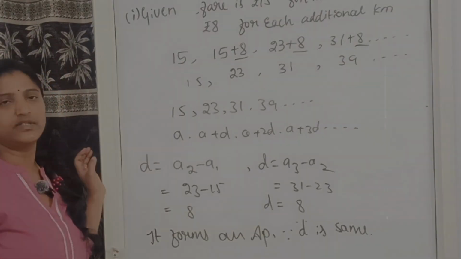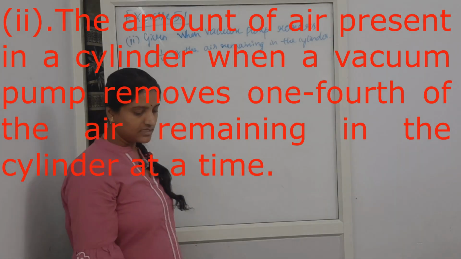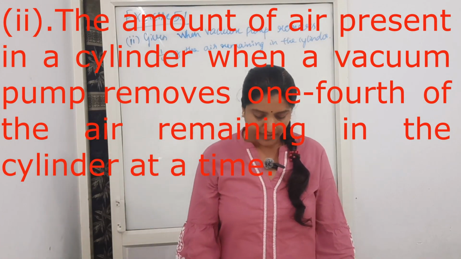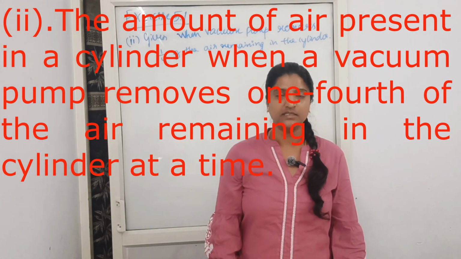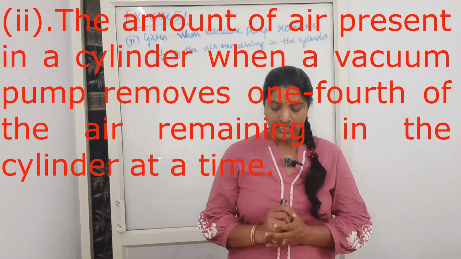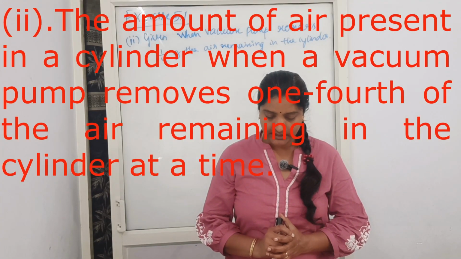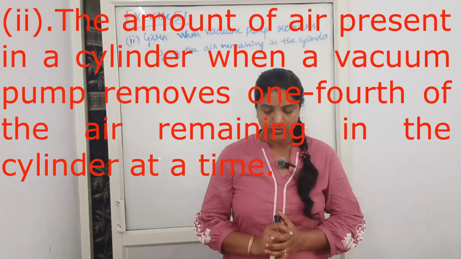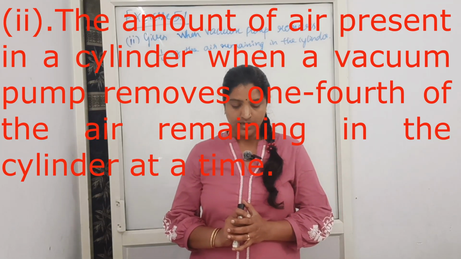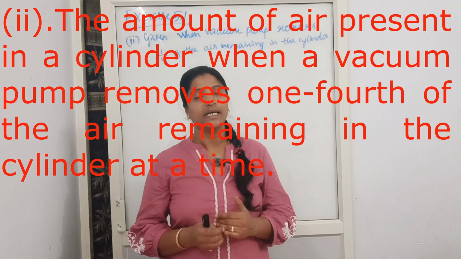Let us move to the second one. The second question is the amount of air present in a cylinder. Just imagine a cylinder. The amount of air present in a cylinder when a vacuum pump removes 1/4 of the air remaining in the cylinder at a time.